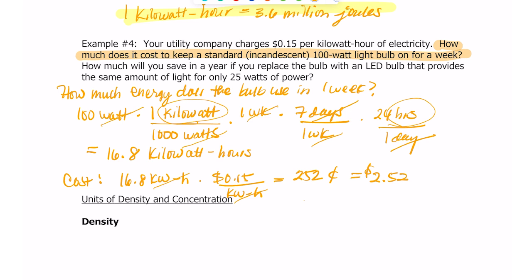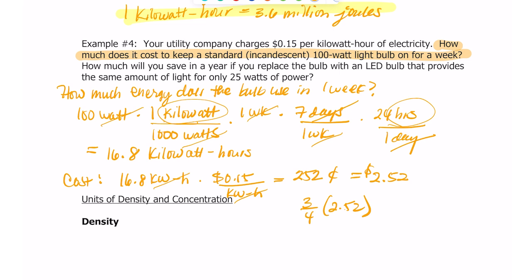Now, we answered the first question. The second question says, how much will you save in a year if you replace the bulb with an LED bulb that provides the same amount of light for only 25 watts of power? So if you replace the 100-watt bulb with a 25-watt bulb, 25 is 1/4 of 100. That just means you're going to be using a quarter as much of the energy, okay? So I'm going to take the $2.52 and multiply it by 3/4, because you're using a quarter of the energy, which means there's 3/4 left over.